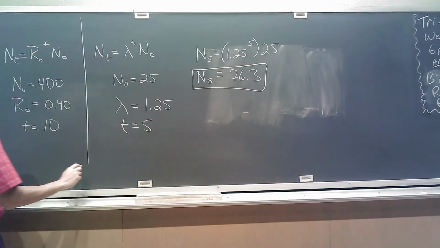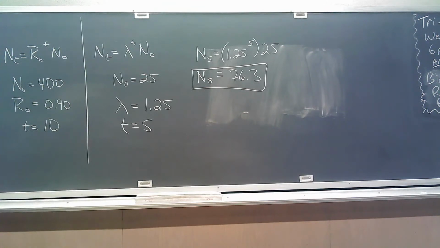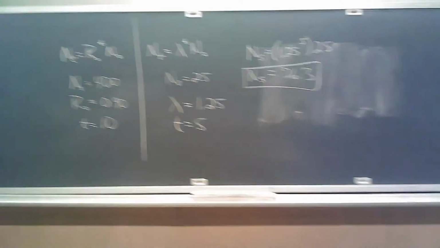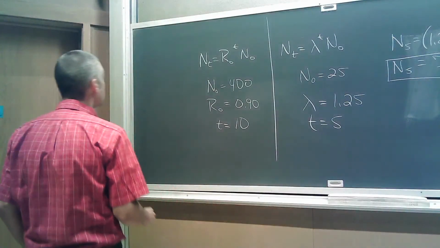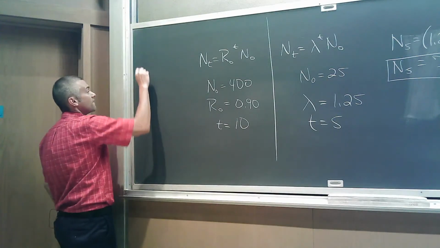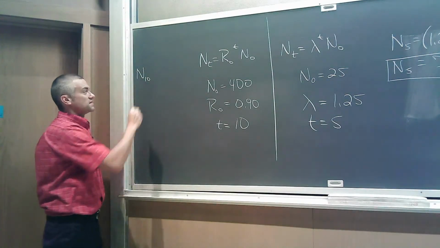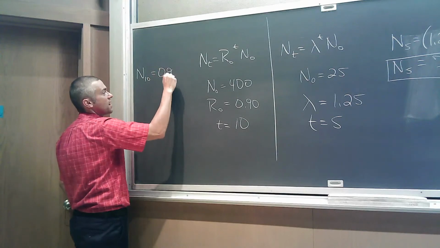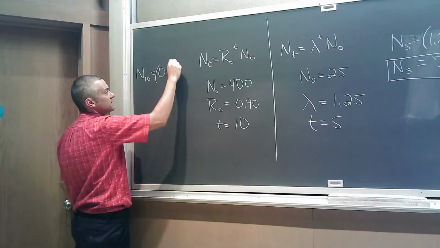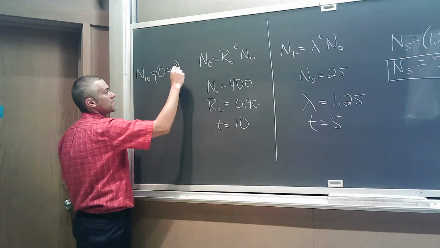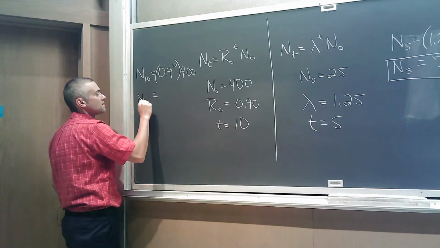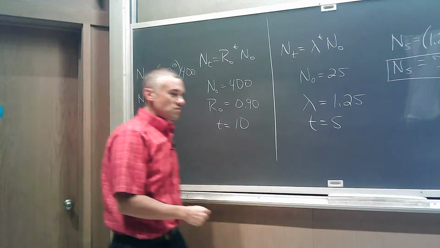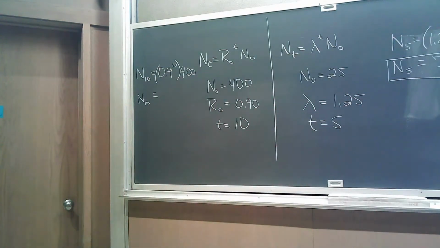So that's just plug and chug. Population size in 10 years is equal to 0.9 raised to the 10th power times our starting population size. So we set up our equation, then we can use our calculator.